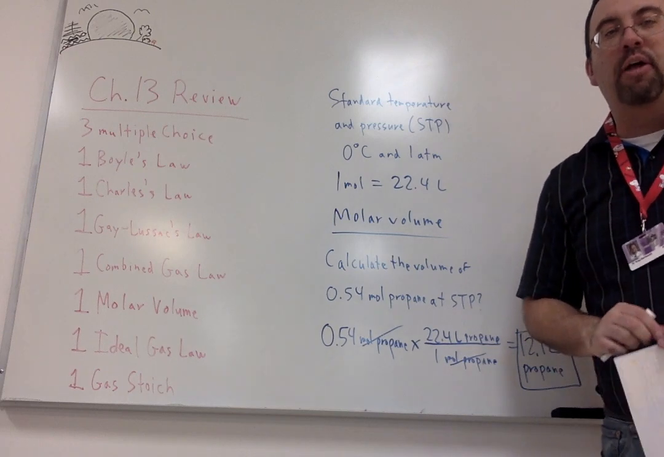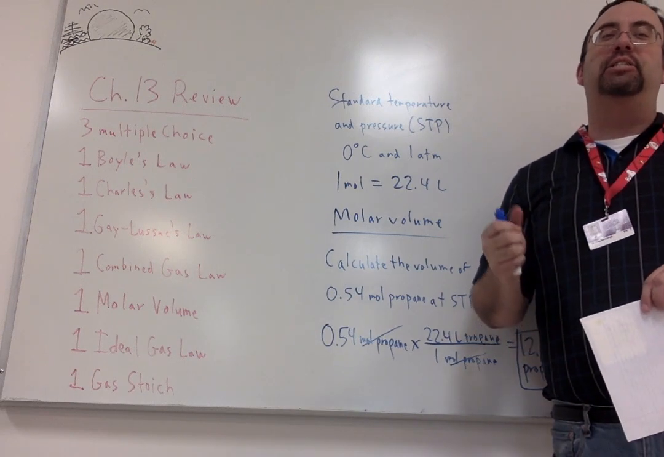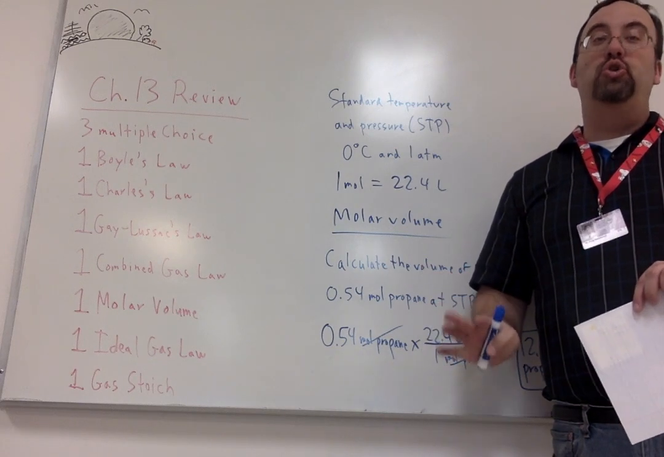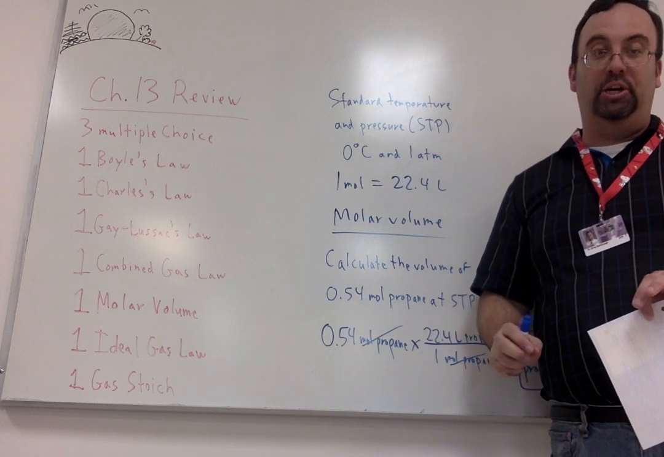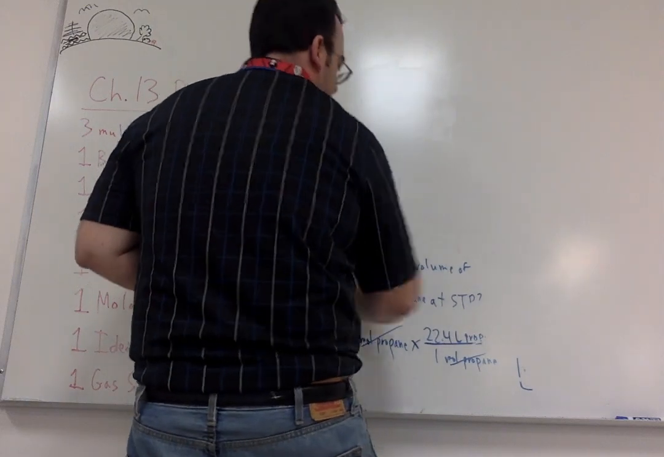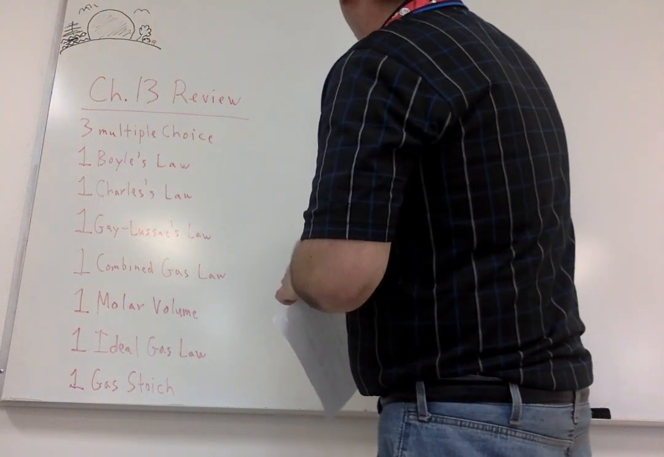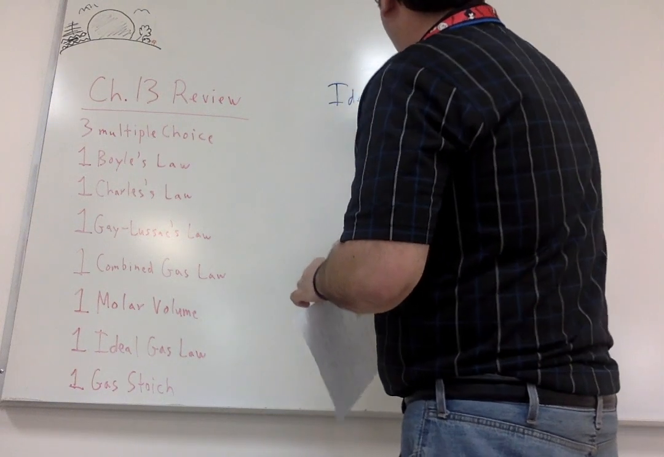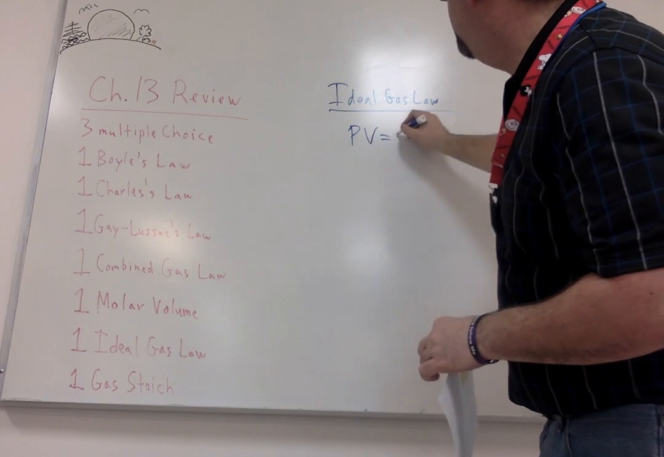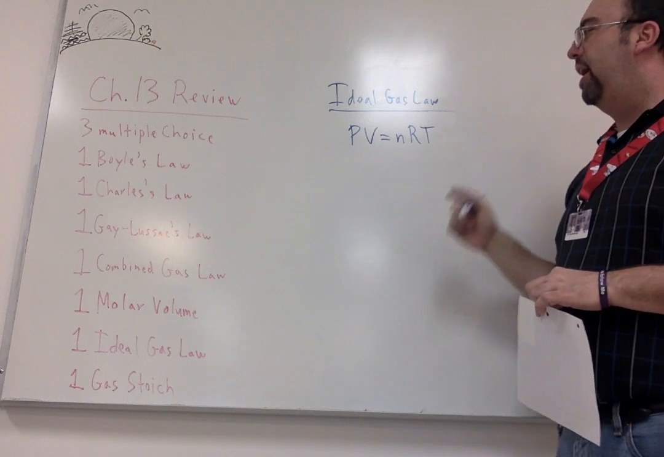All right, let us continue on then by looking at an ideal gas law problem. The ideal gas law relates a gas's pressure, volume, amount, and temperature using the very handy PIVNERT equation. So PIVNERT stands for P times V equals N times R times T.